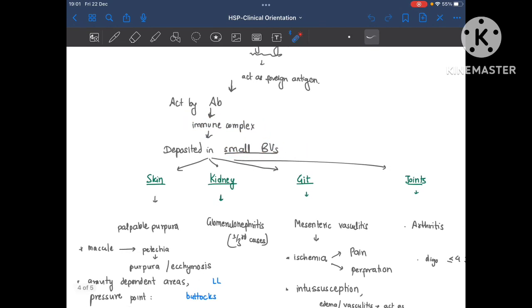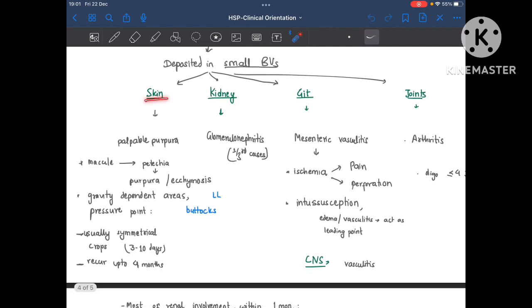When there is complement activation and inflammation, based on where the antigen antibody complex is deposited, there will be different lesions. For example, it involves skin, kidney, GIT, and joint. When it involves the skin, it causes palpable purpura. I have already said vasculitis, inflammation, vascular wall damage leading to extravasation of RBC. Extravasation of RBC produces petechia. First of all, there is macule, then petechia, then purpura or ecchymosis in the late cases.